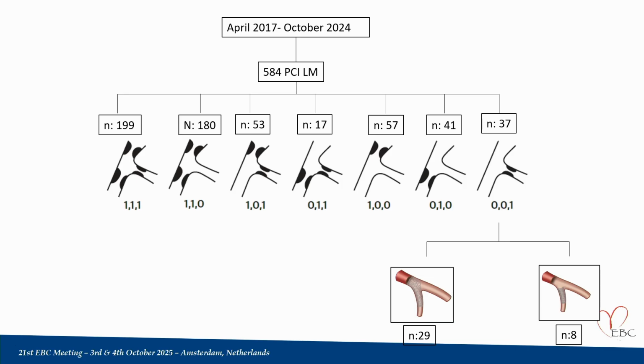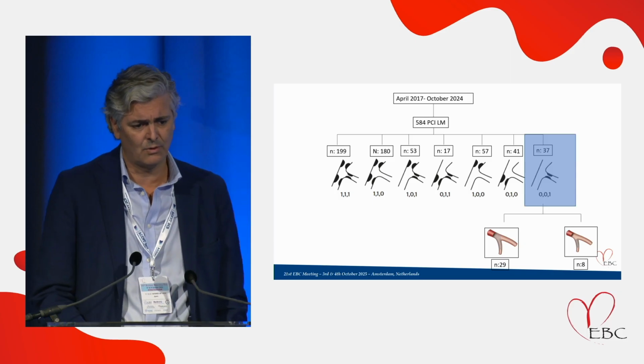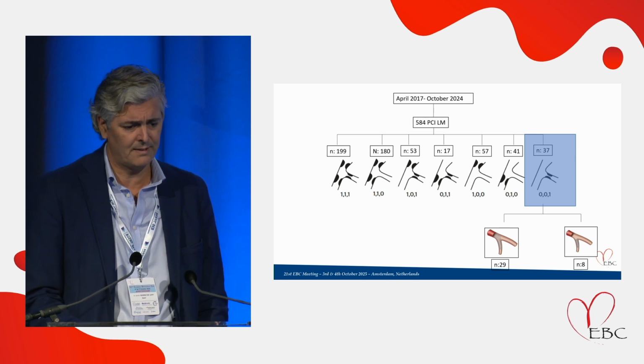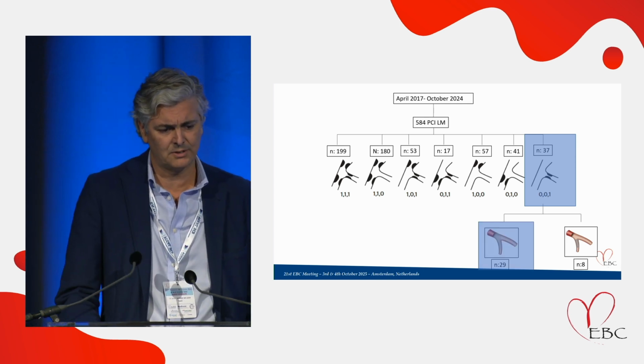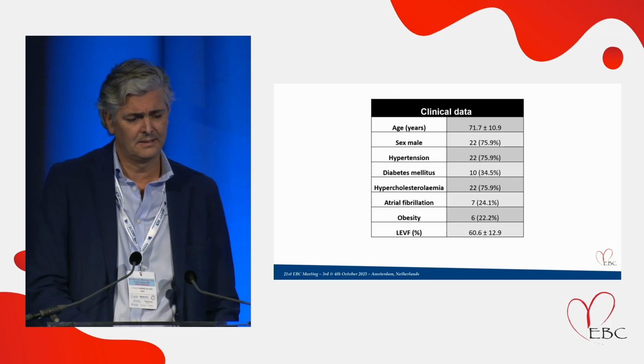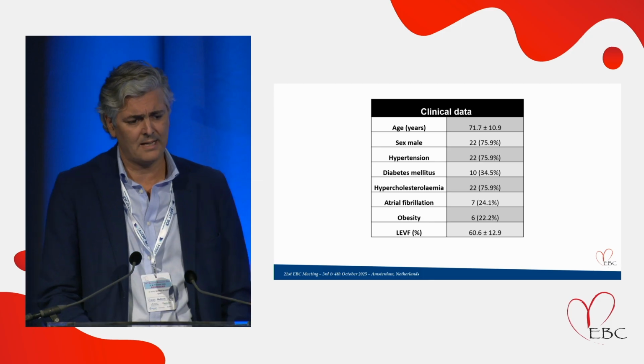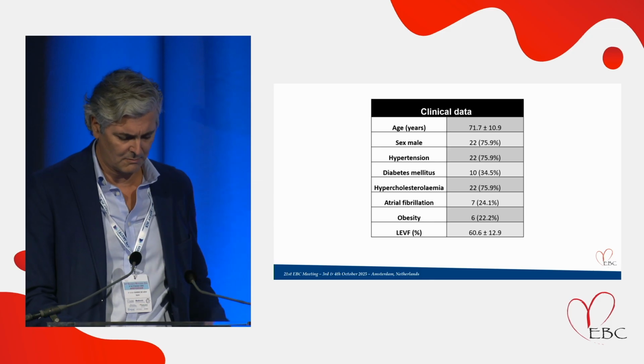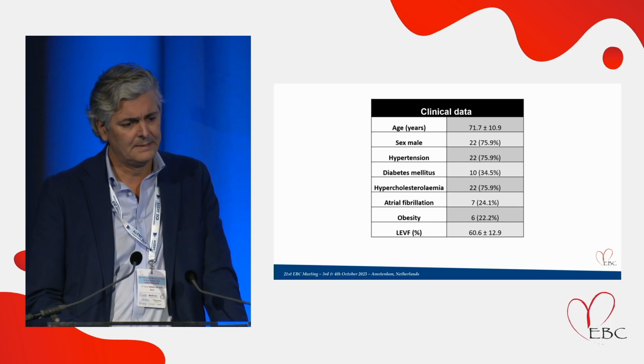So from April 2017 to October 2024, we have performed 584 left main PCIs, and 0.0.1 lesions represent 6% of all the left main bifurcations, and most of them have been treated with stent across, and this is the cohort that we are going to analyze. Here we have the clinical data. Most of the patients were male, mean age 71 years, with hypertension, hypercholesterolemia. More than 1/3 of the patients were diabetic.